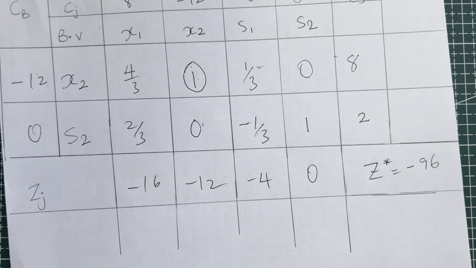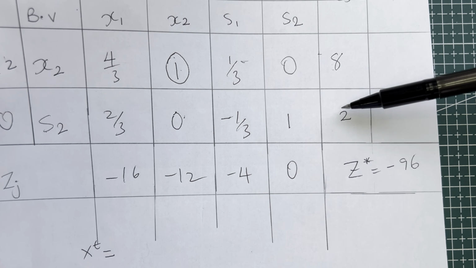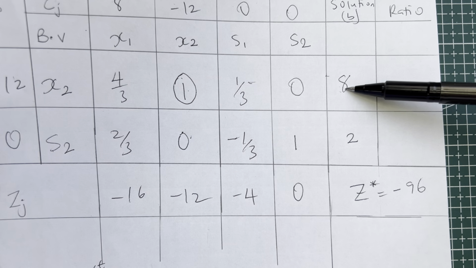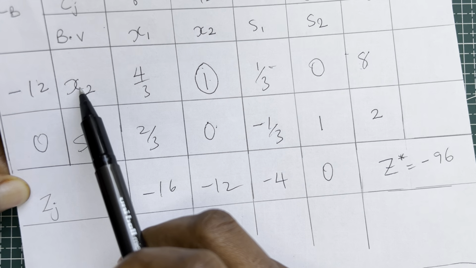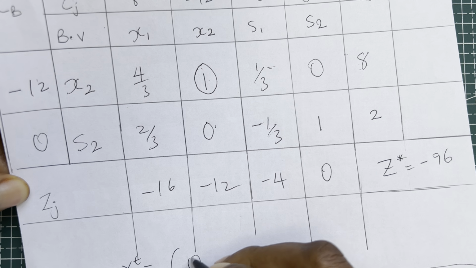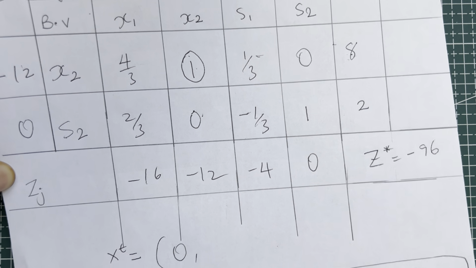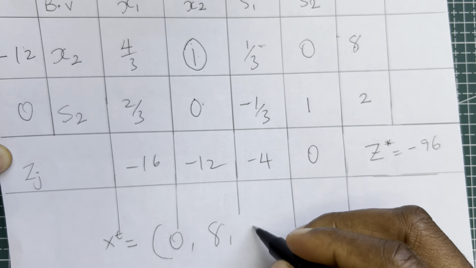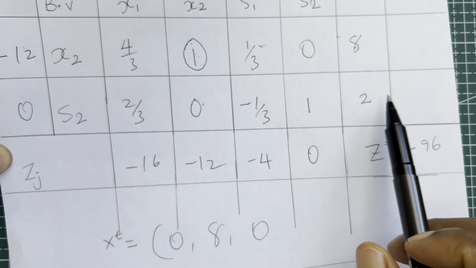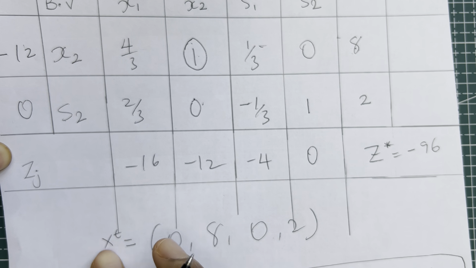So here we'll write our x transpose. Our x transpose is the values we have in our solution. We have x2 to be 8. We have this x2 here to be 2. There is no value for x1. We write 0. For x2 here, we have 8. Therefore, we will write 8 here. For x1, 0. For x2, we have 2. Therefore, we write 2. So this is our x transpose.